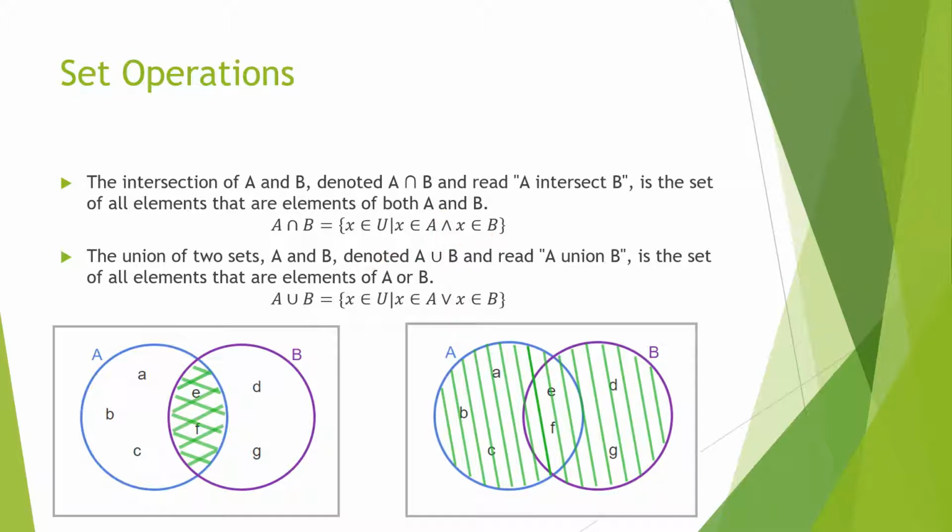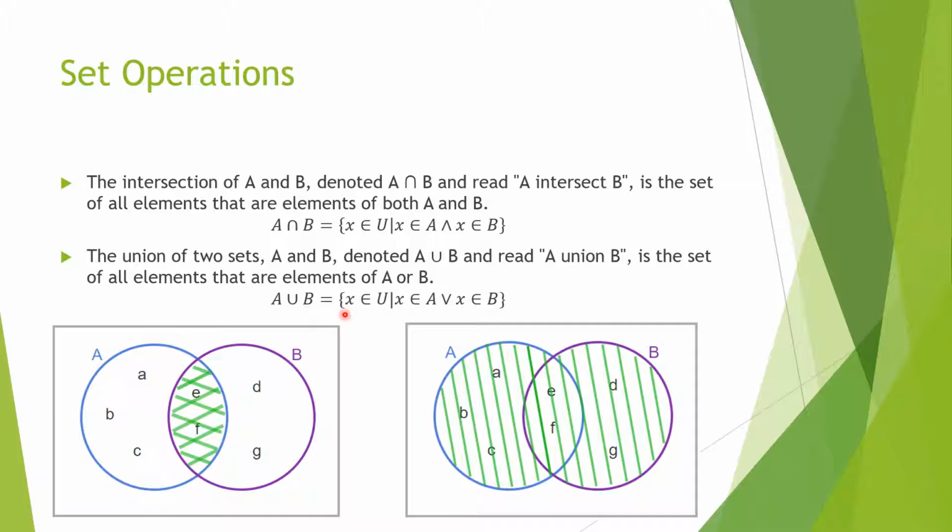The next operation is union. The union of two sets A and B, which is denoted by this symbol, you can read it as A union B, is the set of all elements that are elements of A or B, which means that if an element is in A, it is part of the union of A and B. If an element is in B, it is part of the union of A and B. If an element is in both A and B, again, it is an element of the union of A and B. So A union B is defined in the following way.